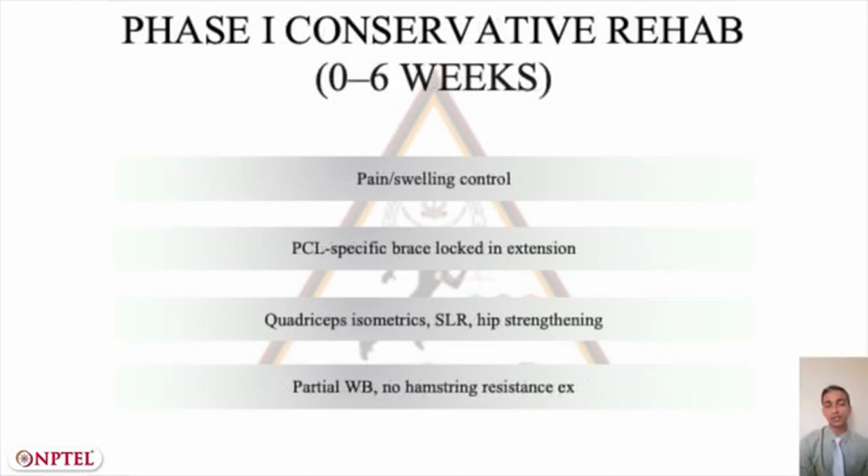During the acute phase, reducing pain and swelling are prioritized. A PCL brace, which is locked in extension, helps prevent sagging of the tibia. Partial weight bearing is used initially and practiced in patients who tolerate it well. Exercises in this phase include quadriceps isometrics, straight leg raises, and hip strengthening exercises. Importantly, hamstring resistance is strictly avoided.